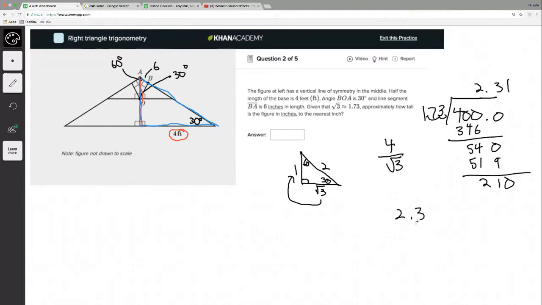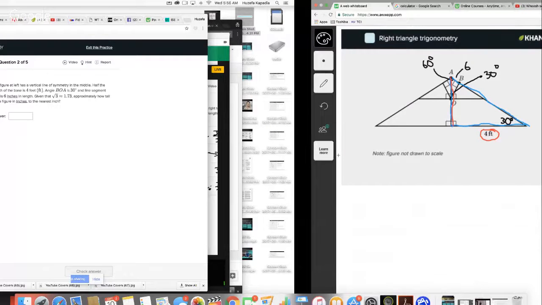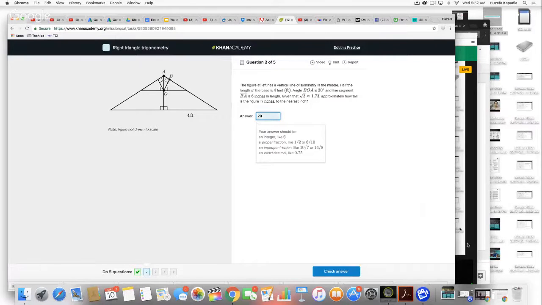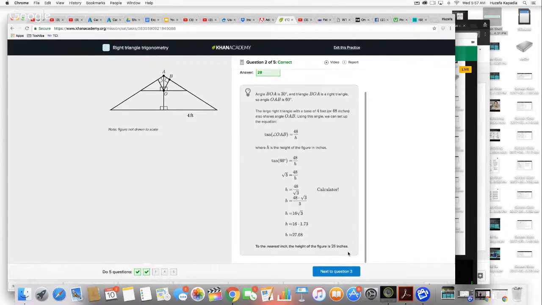2.3. And then we got to multiply this by 12. It should be 27.6, so 28. 28 inches. Again, I would highly recommend using a calculator if you have the option. I like to keep my mental math skills sharp when I'm practicing, but not on the real thing. When I took the real thing last year, I used a calculator. 28, we're right, so there you go.